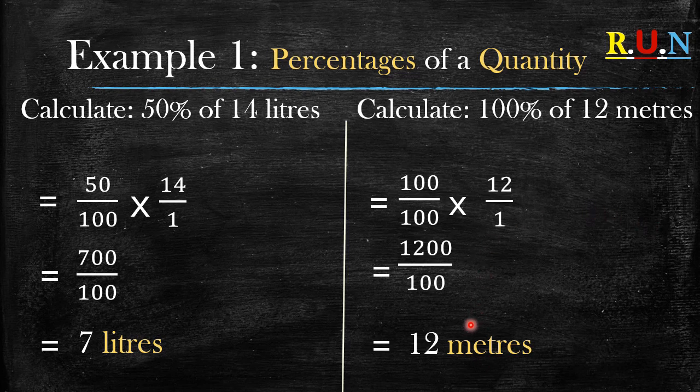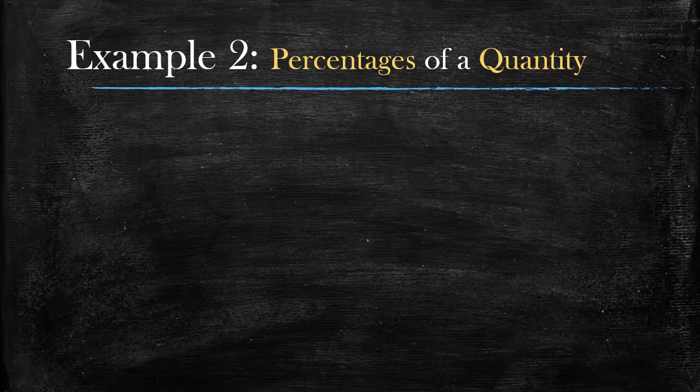Someone will say, no, but the question was 12 meters and the answer is also 12 meters. Yes, it's still correct because it's 100%. Okay? Imagine you wrote a test and the test was out of 12 and you got 12 out of 12. What percentage does it mean? What percentage did you get in your test? You got 100%. Okay? So example number 2.